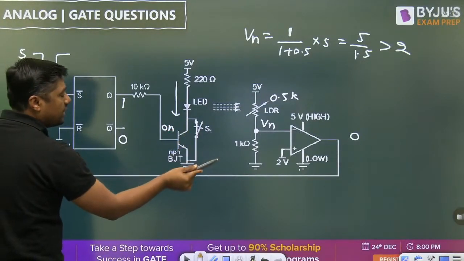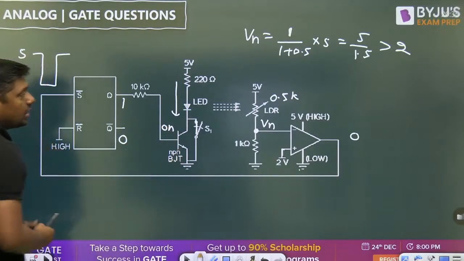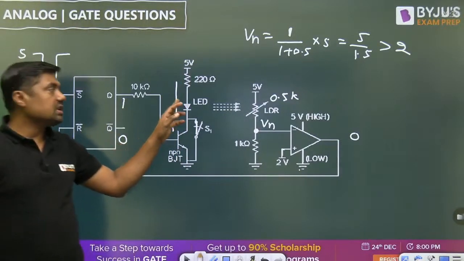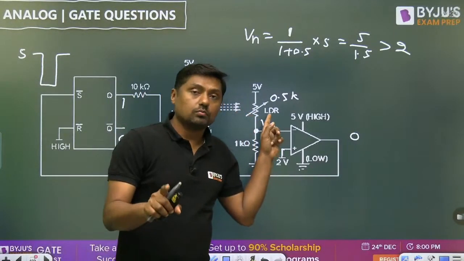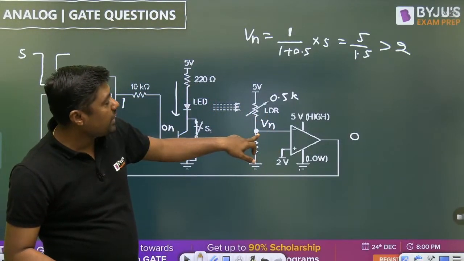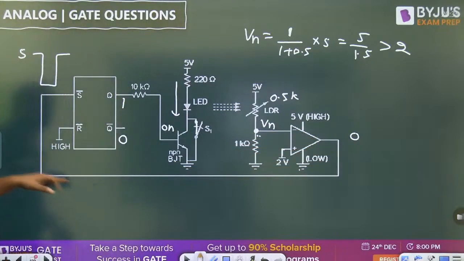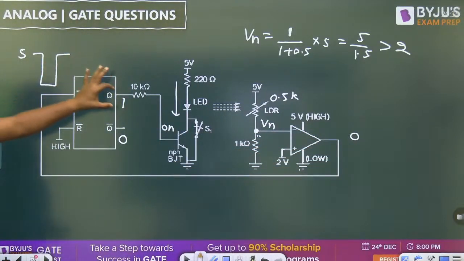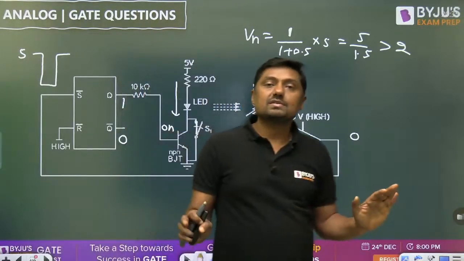Now when we are opening the switch, it doesn't matter. The current will still pass through the transistor. When the current passes through the transistor, the LED will glow. LED glowing means what is the resistance? 0.5 kilo ohm. With 0.5 kilo ohm, the voltage at this point will remain at what? 5 by 1.5, that is greater than 2. It will remain at 0. If it remains at 0, Q will remain at 1. The transistor will remain on. That is the case.